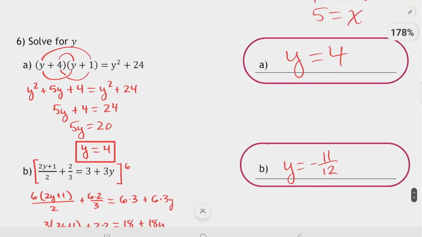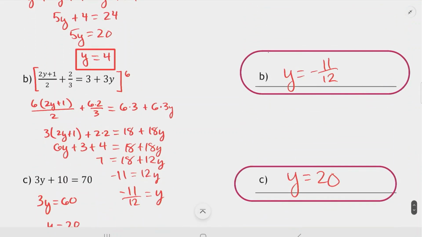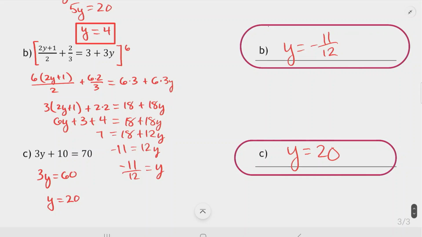Last question, number 6a, y was 4. For 6b, y was -11/12. And then the last question there, y is the number 20. All right, so those are the answers. Now I'm going to go back through and do each one of these problems. If there's any questions you missed, go ahead and circle those and maybe just fast forward to the ones that you need to look at.